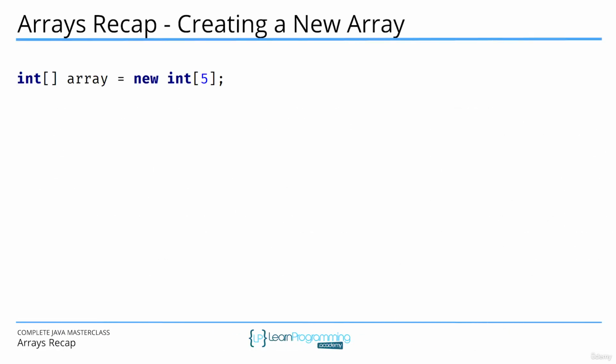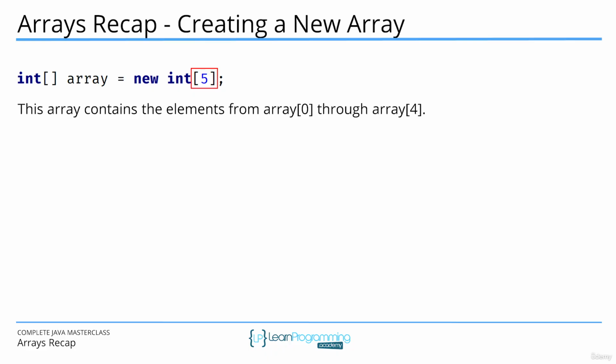Here I'm showing an example of how to create an array. I'm using square brackets after the type. In this case, it's an int array, so I've got int, square brackets, then the name of the variable. I'm calling it simply array, so it's int, square brackets, array. Then after the equal sign, I type new int again, because it's an int array, and 5 in square brackets, representing the number of elements in the array. In other words, 5 is the length of the array. This array contains the elements from array 0 through array 4. It has 5 elements and an index range, in this example, from 0 to 4.